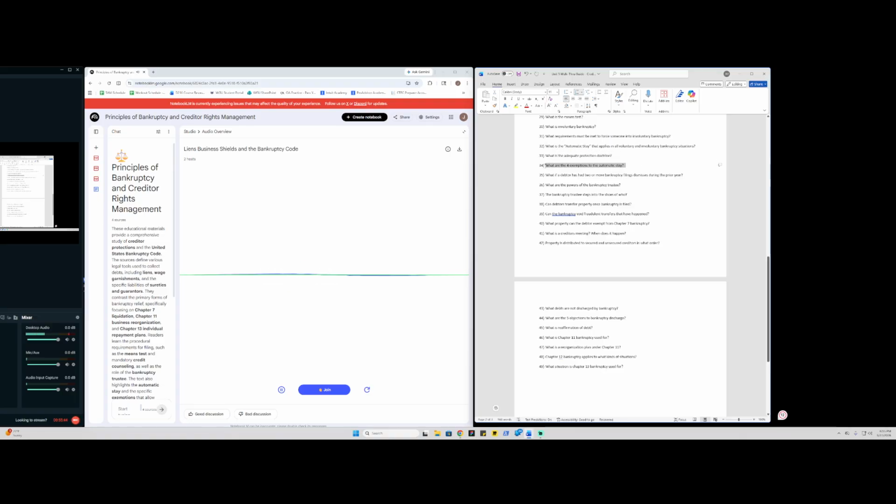That is a critical question about the automatic stay. You are asking about the adequate protection doctrine. Okay, let's unpack this. The automatic stay is a shield for the debtor. But the adequate protection doctrine is the counterprotection for secured creditors.